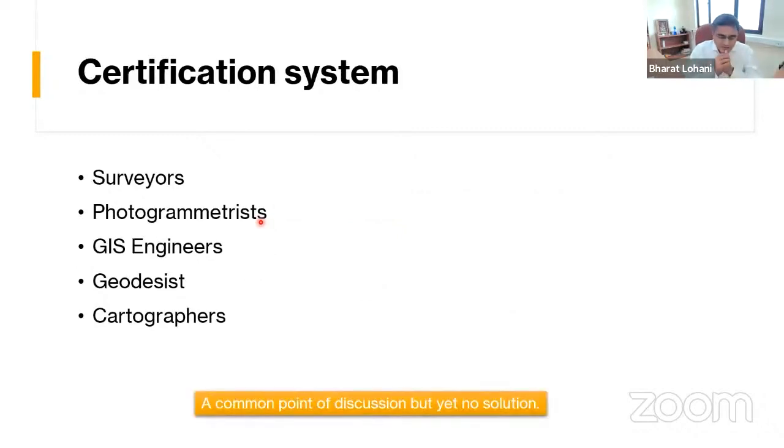Lastly, this is about the certification system. Many of the things I was talking about, like our projects not being closed and not having a system for checking the accuracy of the data delivered, have one reason: we don't have certified people like surveyors, photogrammetrists, GIS engineers, and so on, like those in other countries. So I think we need to find a way, without delays, to come up with this kind of cadre, this kind of certification system in India.